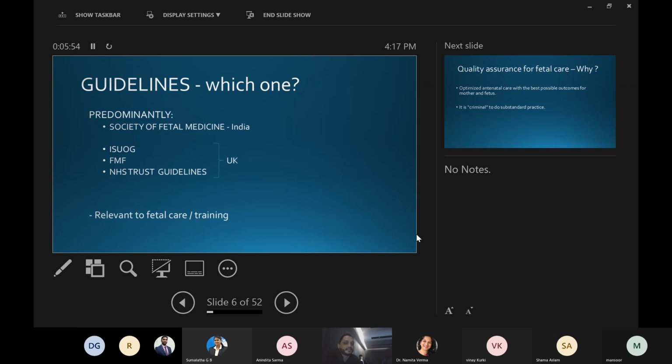The one from India, the Society of Fetal Medicine, and the three from the UK, that is the International Society of Ultrasound in Obstetrics and Gynecology, the Fetal Medicine Foundation, and the NHS Trust Guidelines. This is because these guidelines are more relevant to fetal care, while the others are more of maternal care. And these guidelines were easier for me to put in because I have been trained in these places.